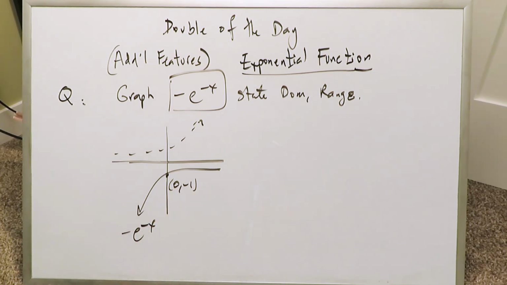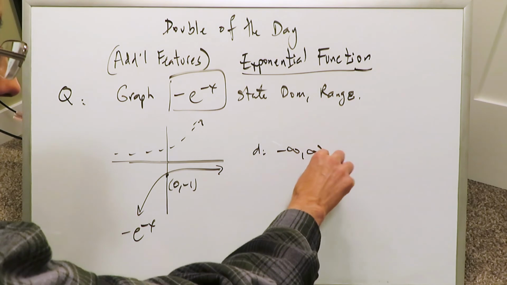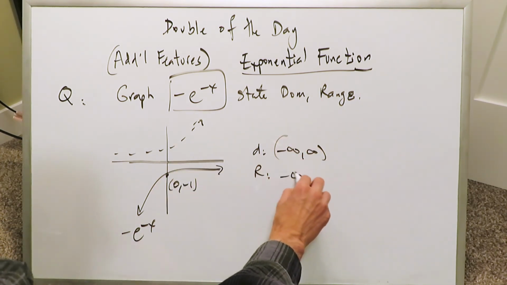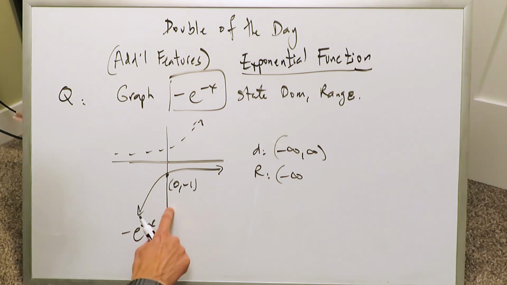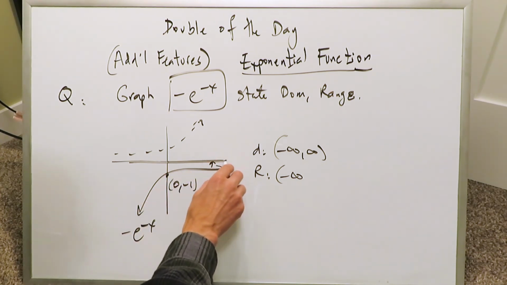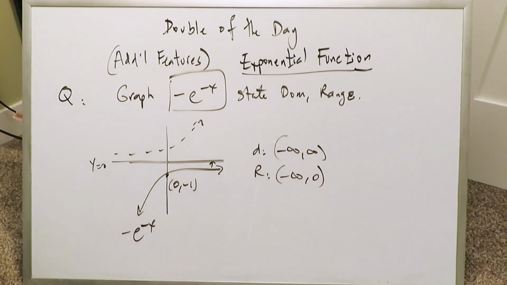Now we have to find the domain of this. Domain is easy. You're still looking from left to right. The domain here is going to be minus infinity to positive infinity. The range here, you're looking from down to up. You're coming up from minus infinity, but you're going to go all the way up past this minus 1 and get as close as possible to the x-axis, which is always y equals 0, and that's where your range will end.